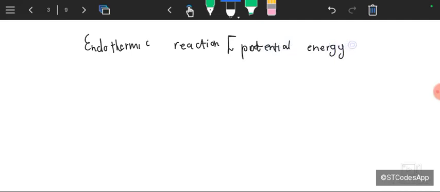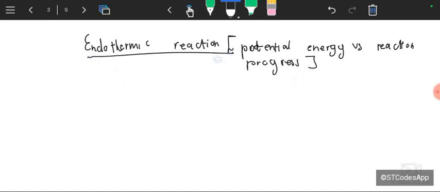Potential energy versus reaction progress. They will ask you to draw this sometimes. They won't ask you the name, but they'll ask you to draw it sometimes, in chemical equilibrium and in rates of reactions. So please be careful of that one. You must be able to know that.